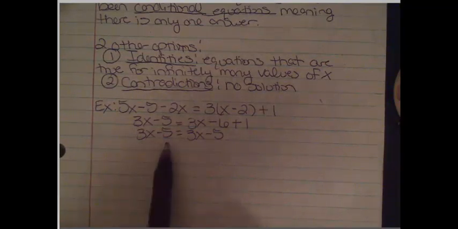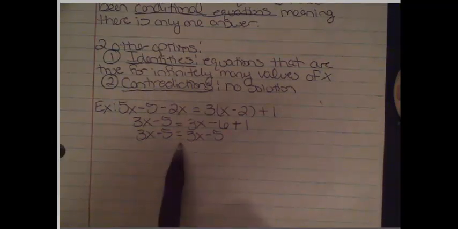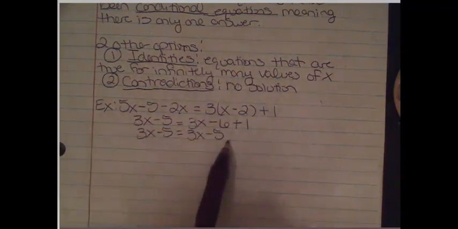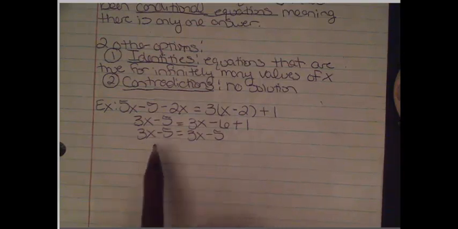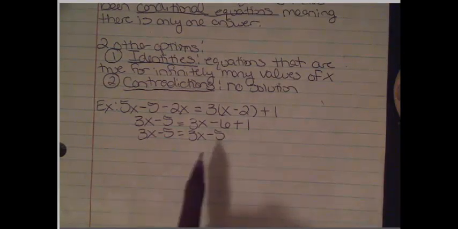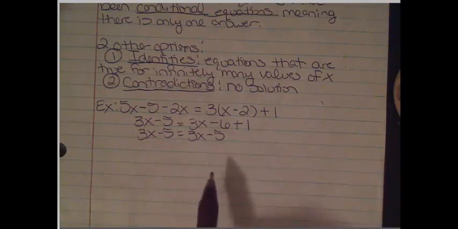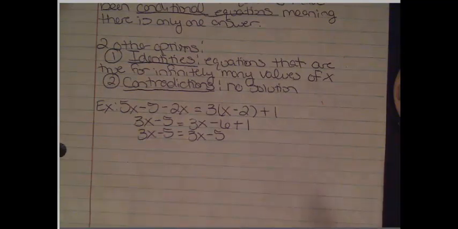Well, that's saying that we have the same thing equal to the same thing. So that means that this is an identity, which has infinitely many solutions. And if you want to keep solving this problem, I'll show you why.